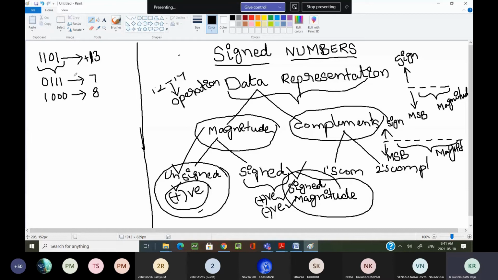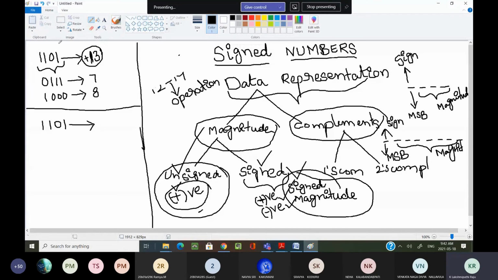All these are unsigned numbers. Suppose, the same example, if it is a signed number, the second case. Now I can't say that this is 13, because I can't say whether it is a positive number or negative number. I can't directly say the number just by seeing it. You don't say it is a 13.